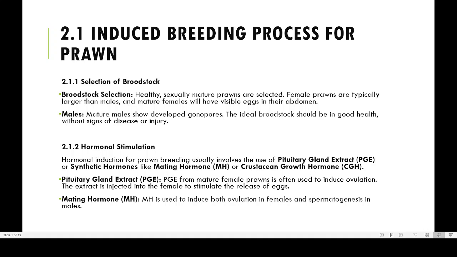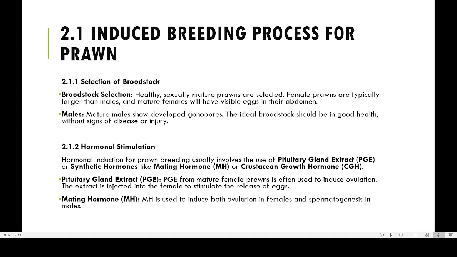And mature females will have visible eggs in their abdomen. So that also we can see. And mature males show developed gonopore. So by simply looking at the prawn, we can identify whether this female prawn is mature for collecting eggs, and similarly male prawn are ideal for collecting the sperm.